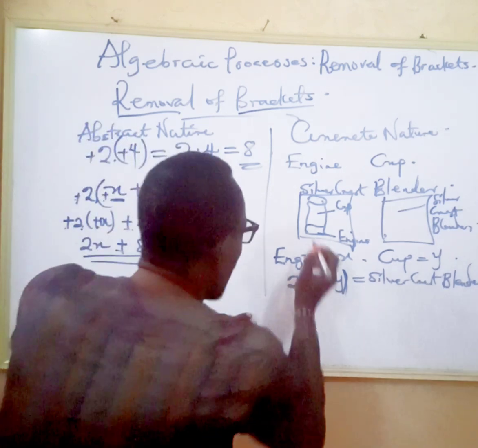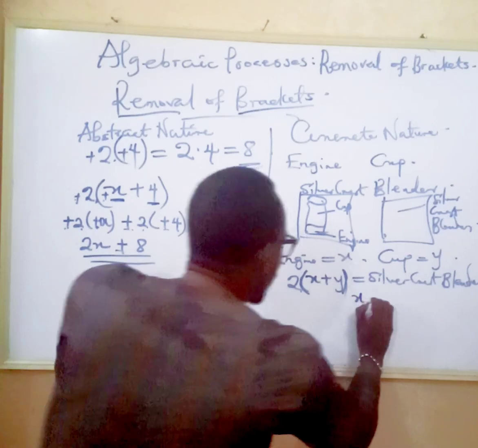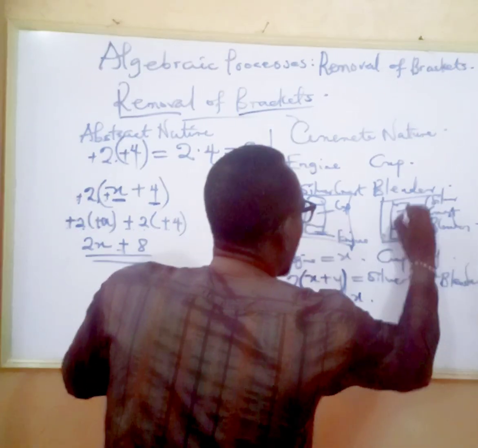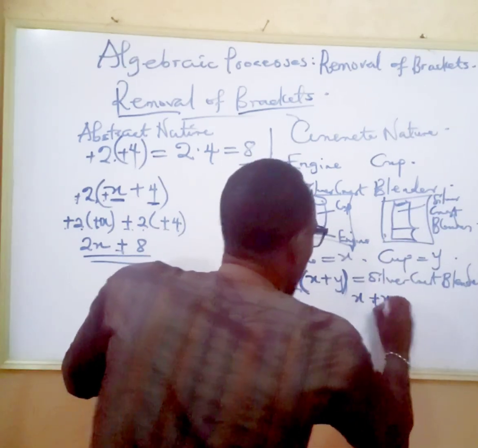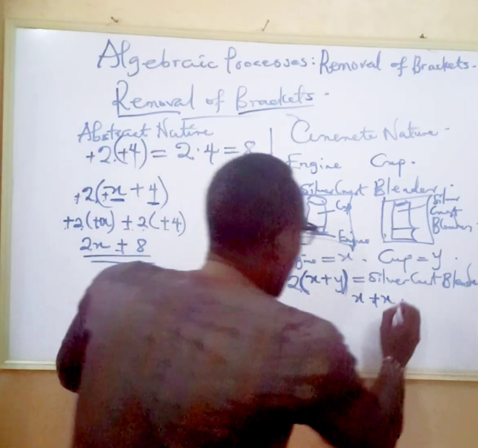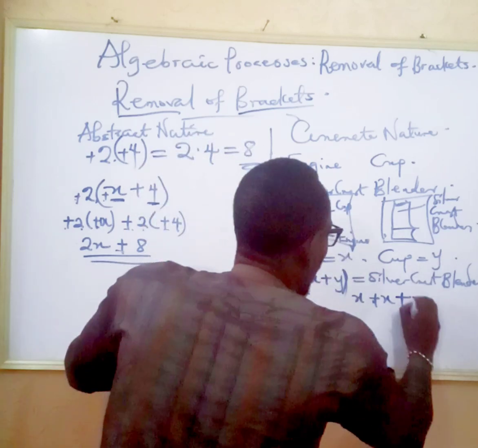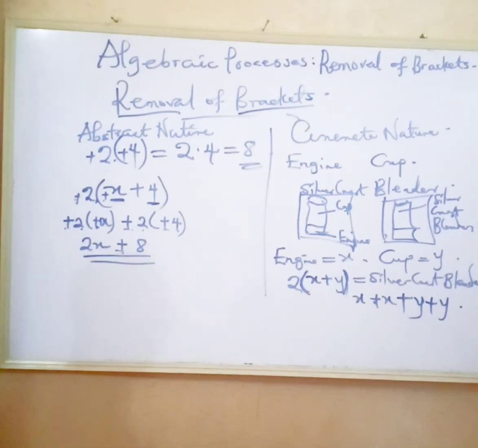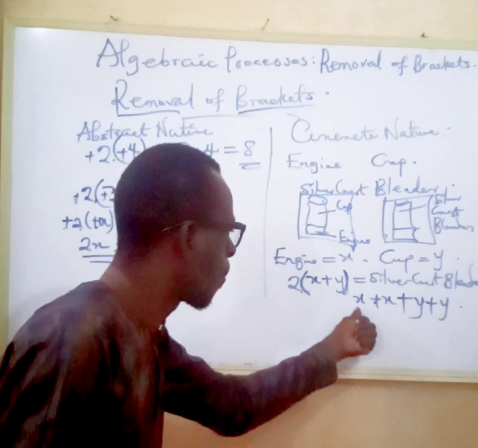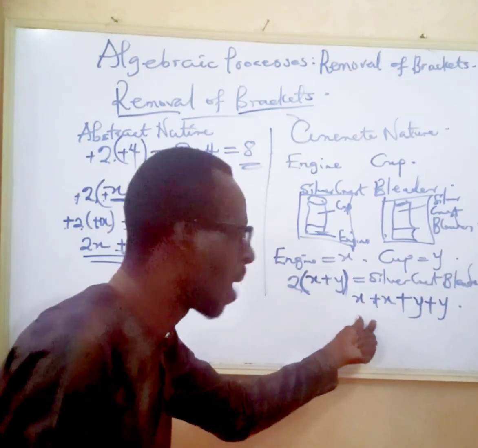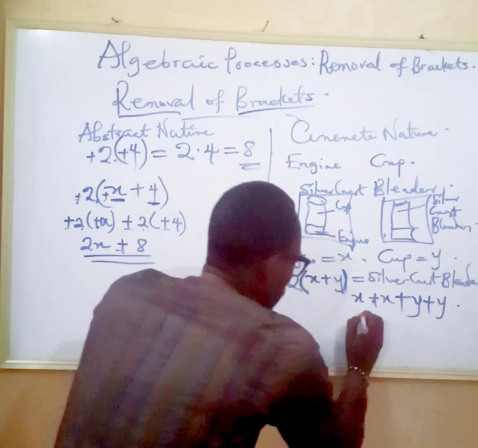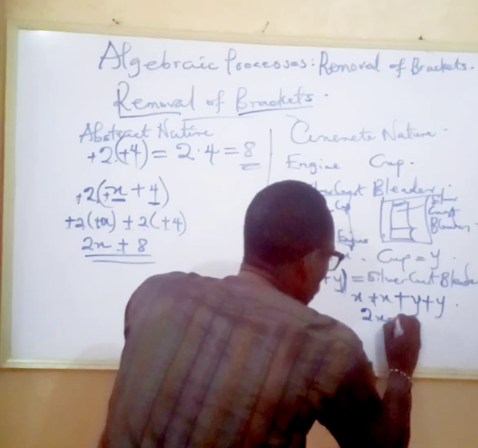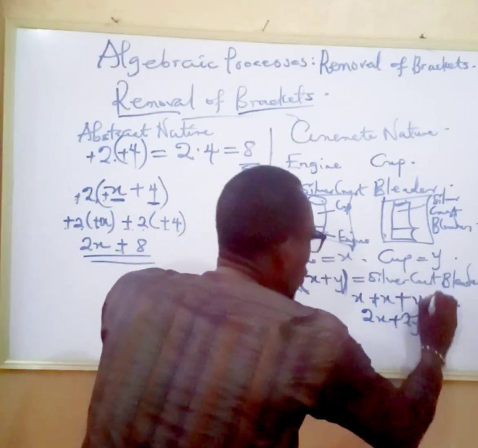In another form, we can say that we have one engine, s. The second blender has another engine, s. The first blender has a cup, y. The second blender has another cup, y. That simply means, how many engines do we have now? We have 2 engines of Silver Crest. 2 engines. How many cups? 2 cups. Because this is 1y, 1y.